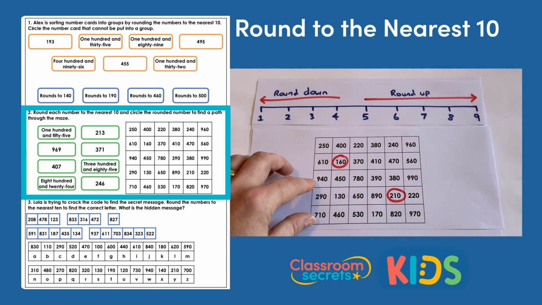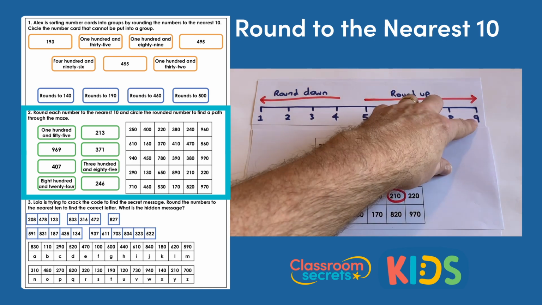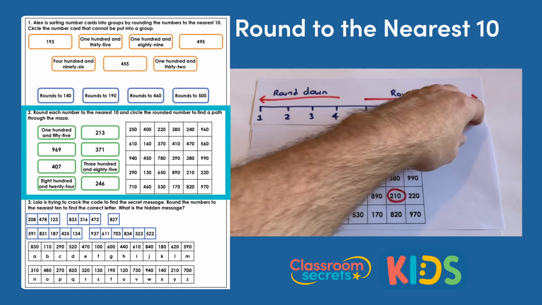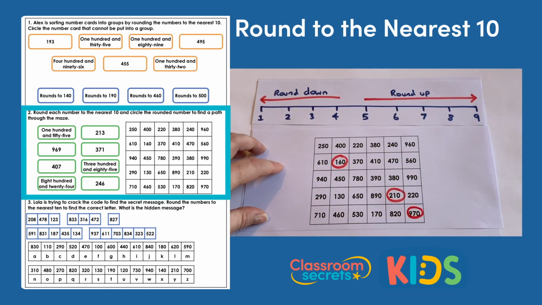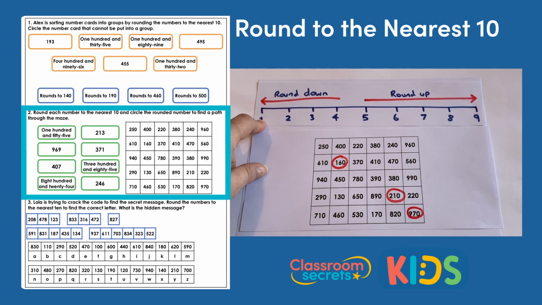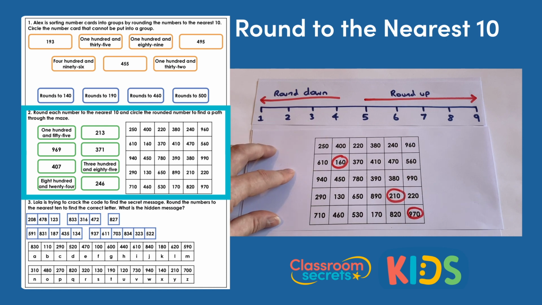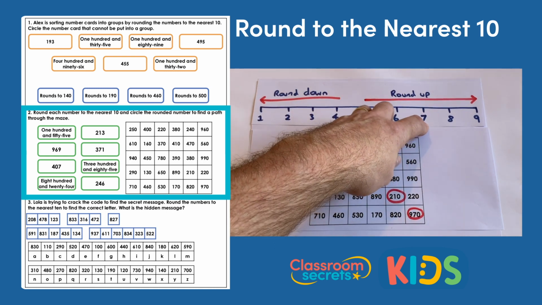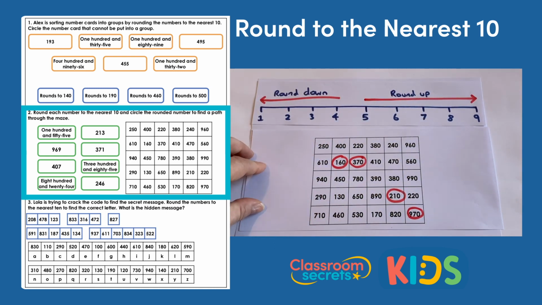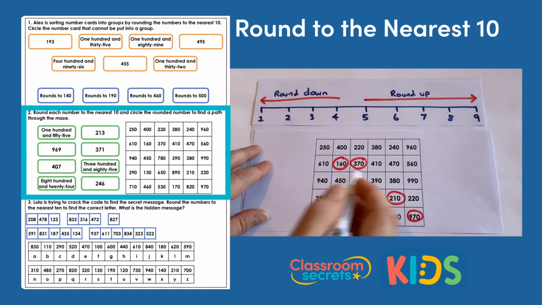969 on the second row down has 9 ones, so we're going to round that up to 970, and that's this number here in the corner. 371 has 1 one, so we're going to round that down to 370, and that is there. 407 is our next number. That's got 7 ones, so we're going to round that up to 410. So 410 is there.